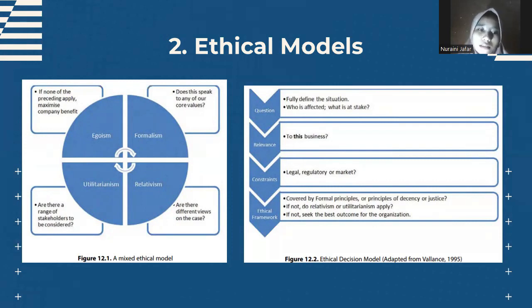And then the third is relativism. It depends on your culture, the values, and the tradition that you hold. And then the fourth is utilitarianism. So you have a lot of consideration of who could be affected and things like that. And this is the ethical decision model, which asks about relevance to the field, which differs from business to education, etc. The constraint of the ethical and the ethical framework.